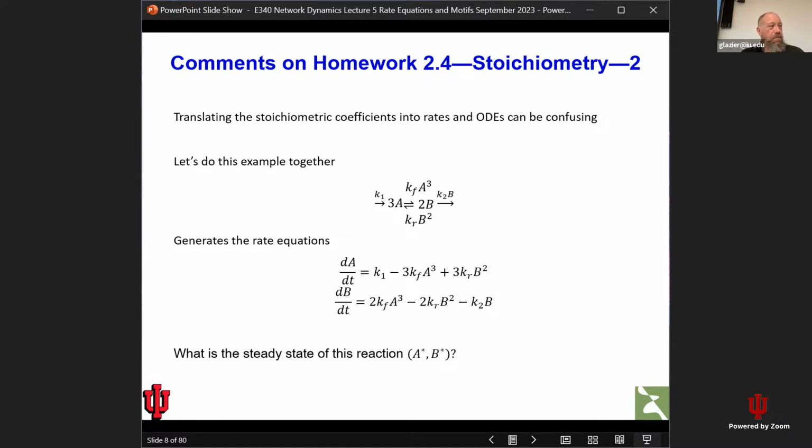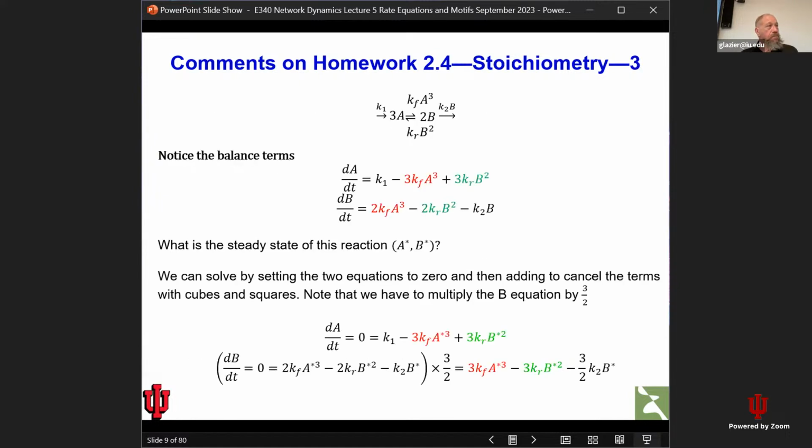And if you make a mistake, you'll notice, because the thing won't behave in a sensible way when you run it. And so that was, I think, not a tricky question. But the second question was, what's the steady state of this reaction? And that's the one that some people got a little bit confused about.